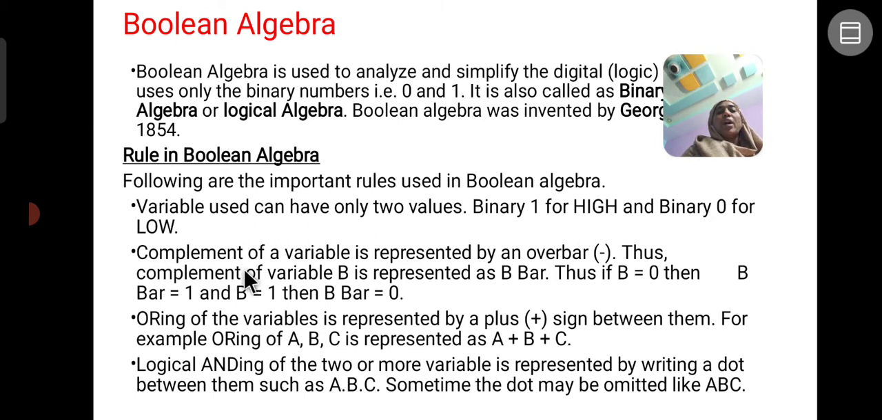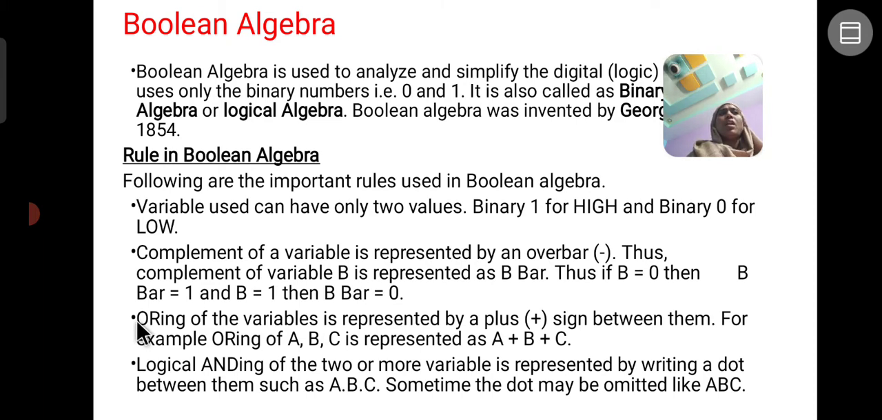The second point is that the complement of a variable is represented by an overbar. The complement of variable b is represented as b bar. Thus if b equals 0, then b bar equals 1, and if b equals 1, then b bar equals 0. It is just a complement. Complement means if a is the input, then the output is a bar. If a is 0, a bar is 1. If a is 1, a bar is 0. That is the second rule. The third rule is that in digital circuits we have 3 basic gates.